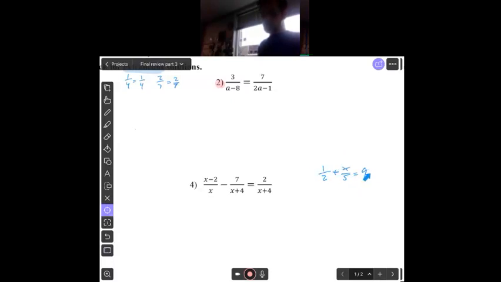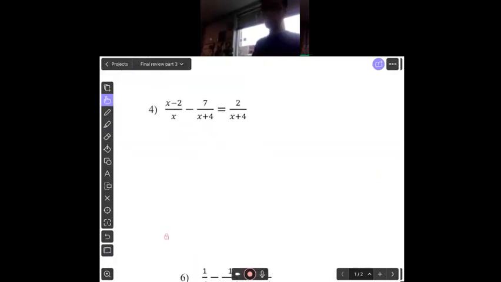It's the same idea here. If I want to get rid of an x, I would multiply by x. If I want to get rid of an x plus 4, I would multiply by x plus 4. What we need to be okay with is that x and x plus 4 actually don't have anything in common. There's nothing I can multiply x by to get x plus 4, and nothing I can multiply x plus 4 by to get x. So the least common denominator is just their product. We're going to multiply every term by x and x plus 4.